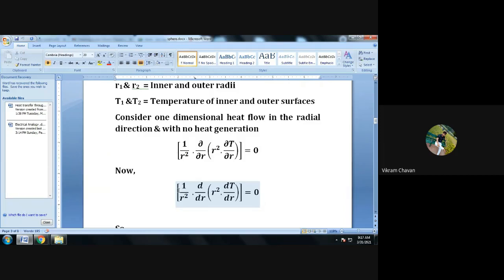So in that case we have to consider the equation as 1 upon r square multiplied by d/dr, a differentiation with respect to r, of (r square multiplied by dT/dr), is equal to 0. Okay, write this equation.